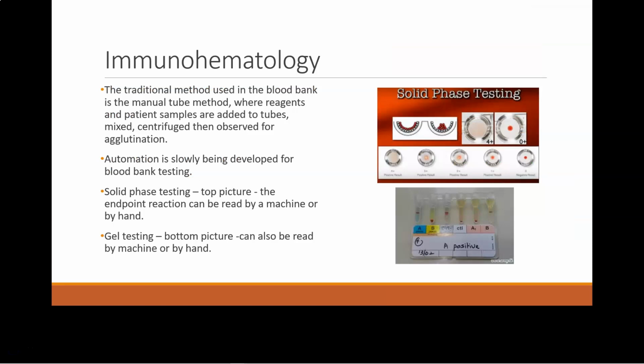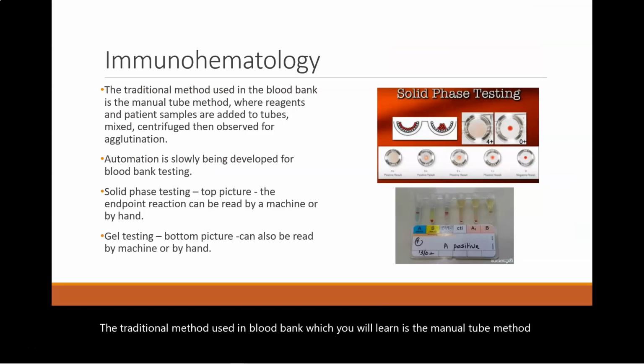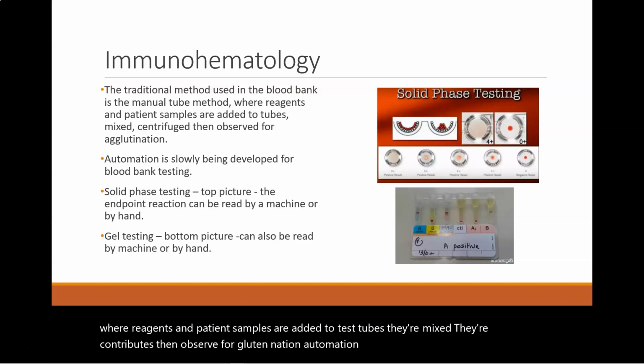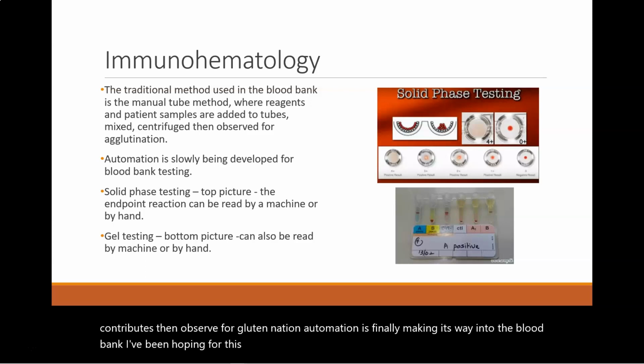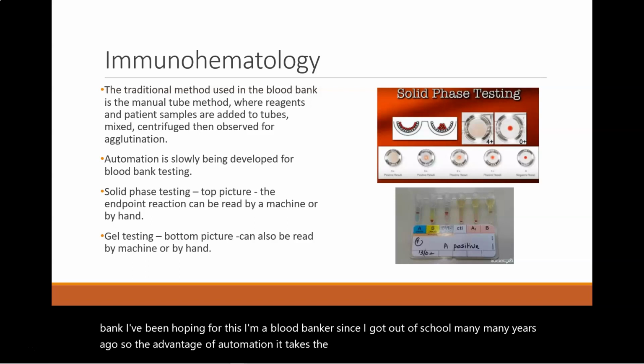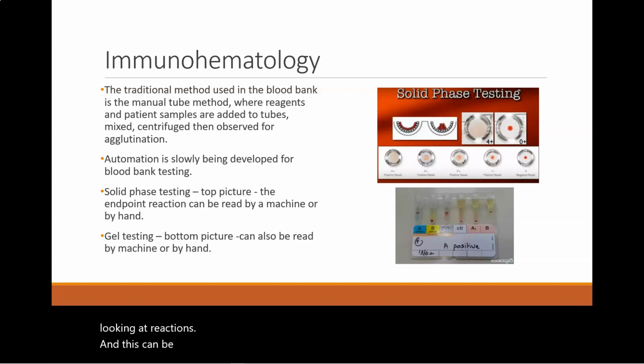The traditional method used in blood bank, which you will learn, is the manual tube method, where reagents and patient samples are added to test tubes, mixed, centrifuged, and then observed for agglutination. Automation is finally making its way into the blood bank. I've been hoping for this. I've been a blood banker since I got out of school many, many years ago. The advantage of automation is that it takes the subjectivity out of an individual looking at reactions, and this can then be interpreted by a machine.